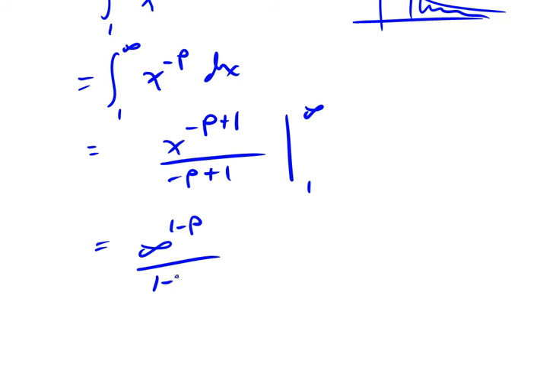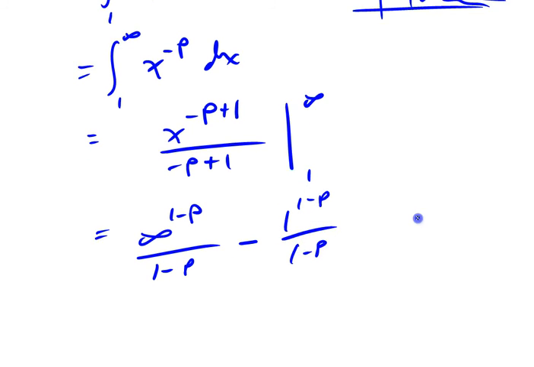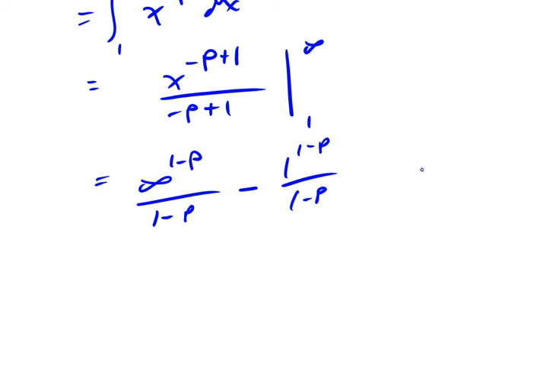Infinity to the 1 minus p power over 1 minus p, minus 1 to the 1 minus p power divided by 1 minus p. The question is, what is infinity raised to this power? And it does turn out that it depends on p. This equals two possibilities here.